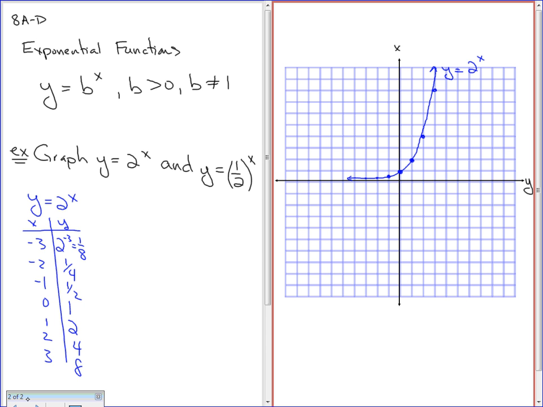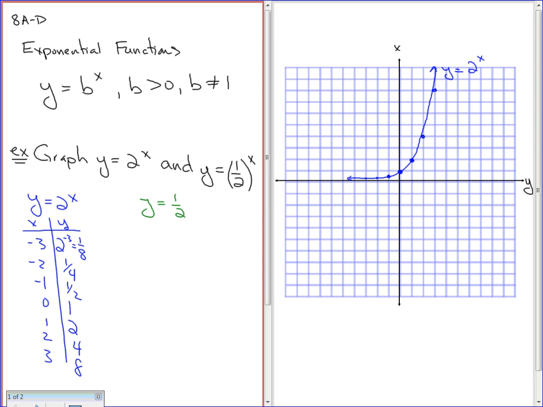Okay. Let's graph y is equal to 1/2 to the exponent x. And again, just as a note, remember it's very important to put your base in brackets, okay? Because it means something different if you don't. Again, graphing it between the values of -3 and 3.